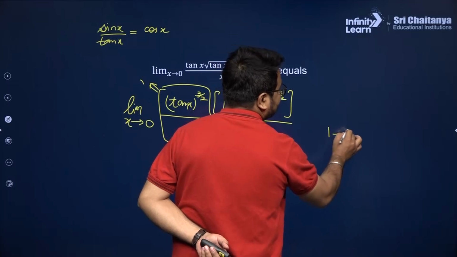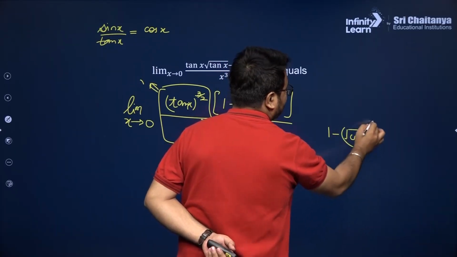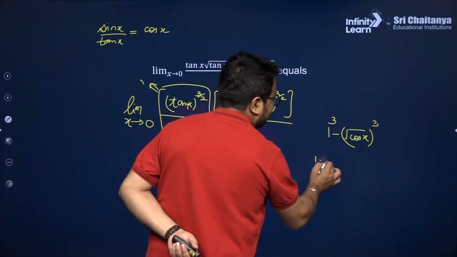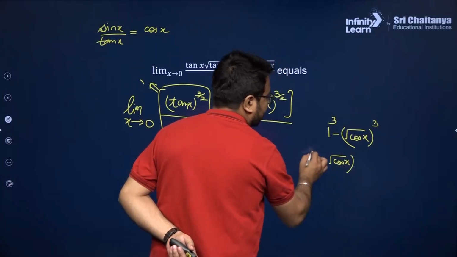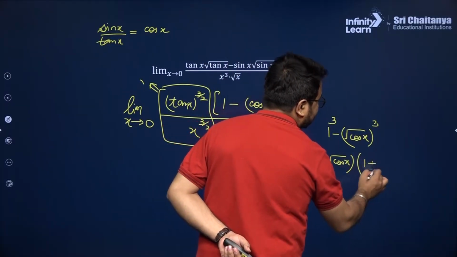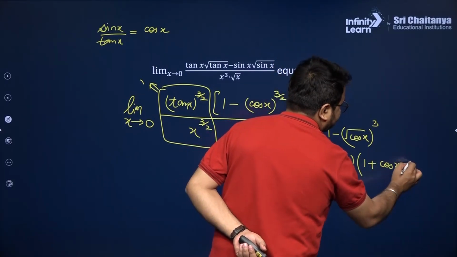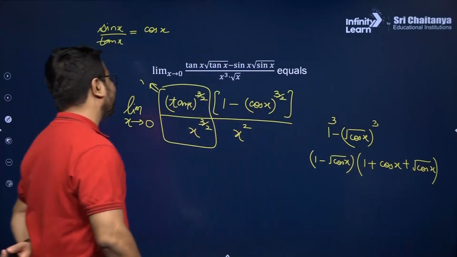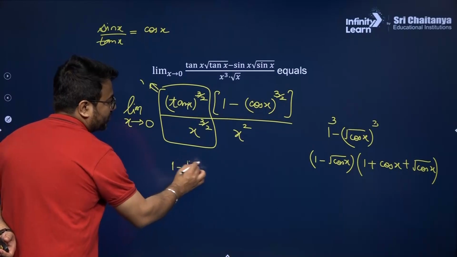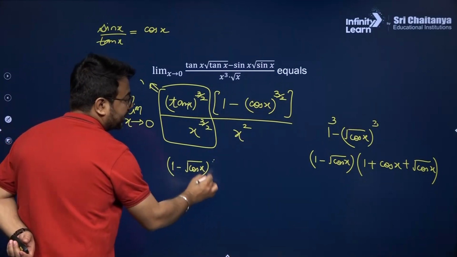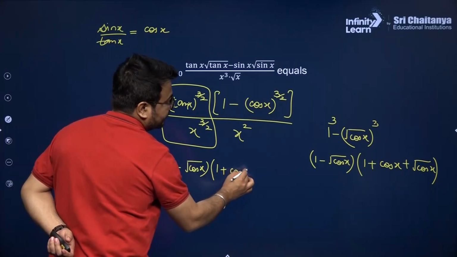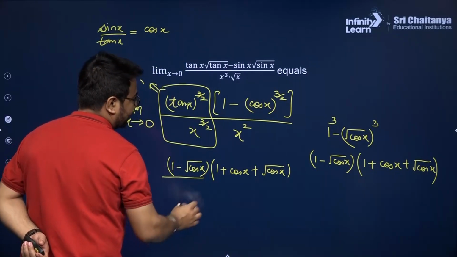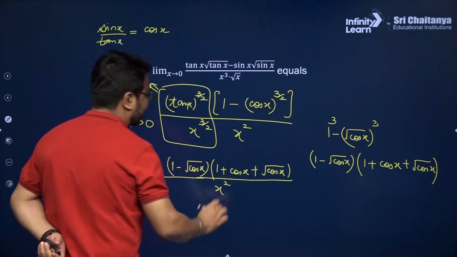So here we have 1 minus root cos x whole cube. So it would be better if we apply a cube minus b cube, which is (a minus b) times (a square plus b square plus ab). In this way we will be applying the factorization, okay. So I will write here in the numerator now 1 minus root over cos x, then it will be 1 plus cos x, and then plus square root of cos x, and this is whole divided by x square.